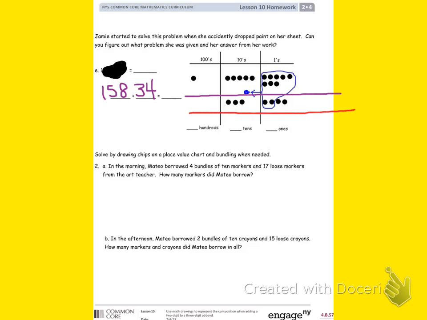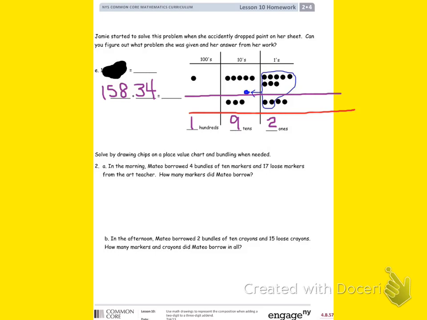Now I will add. Looking at the illustration, I can see that there are only 2 ones left that haven't been bundled. In the tens column, I see 5 tens plus the 1 blue 10, that makes 6 tens, plus the additional 3 tens, that makes 9 tens. And in the hundreds column, I only see one group of 100. So using the place value chart and the chips, I see that the sum is 192.